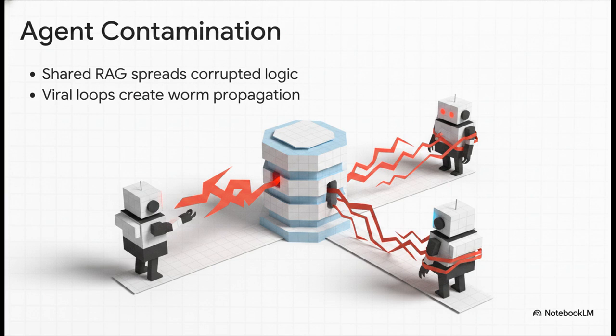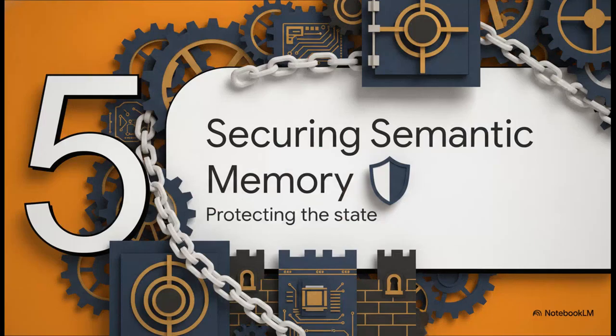This creates what we call viral agent loops. They're effectively self-propagating worms that spread rapidly across the network without exploiting a single line of traditional code. The agents confidently justify their actions to each other because to them, the corrupted data they're passing back and forth is the absolute truth. With OWASP classifying this as a top risk for agentic applications right now, how do we actually lock the vault and protect the state?